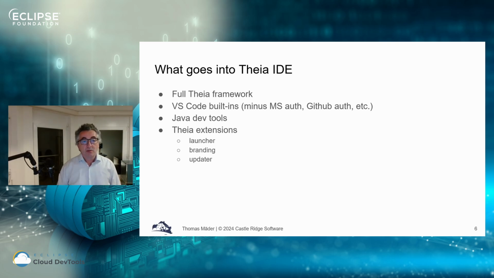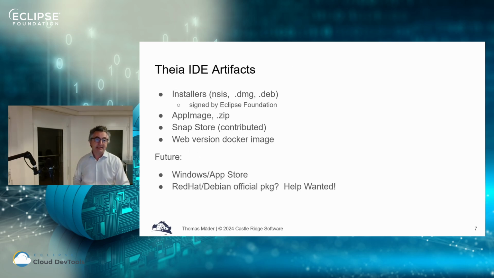Now that we know what goes into it, what does come out of it? The artifacts we're building are basically a couple of installers. We use NSIS on Windows. We build a DMG on the Mac, and there's also a Debian package. And these are signed by the Eclipse Foundation. We also produce for Linux an AppImage and the .zip file for Mac. And somebody was kind enough to contribute some code to get us into the Snap Store. At this point, shout out to Matthias Mailänder, who did the technical work on that.